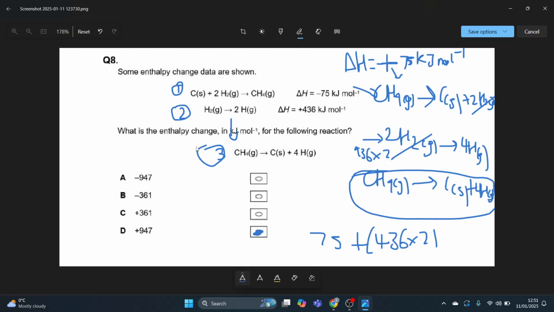This is a tricky one. Definitely very tricky. You have to reverse that, reverse the delta H, get positive. Times that by 2, add them together, realize those two cancel out, you get this, and then what do you do? Do delta H of that plus delta H of that, and you should get plus 947, and that's the end of the enthalpy change multiple choice questions.